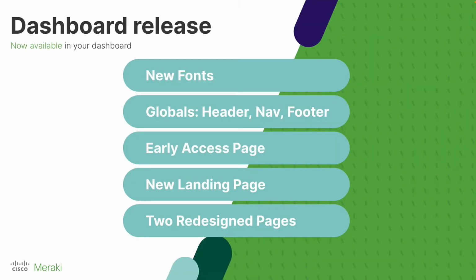Now, it is important to know that this next-gen dashboard isn't just a far-out goal of something that doesn't exist yet. A lot of this already exists on dashboard today. You may have noticed in calendar year 2021, we released new fonts on the Meraki dashboard. What might seem like a small change was actually the first step towards our next generation dashboard as we were making it more consistent and readable. Then at Cisco Live this year, we released the public beta of NextGen Dashboard, featuring brand new globals, which is a header, footer, and navigation, an early access page that allows customers to try new Meraki features first, a brand new landing page that enables customers to look at multiple networks in one concise view, and two redesigned pages that were created from the ground up using our design system.